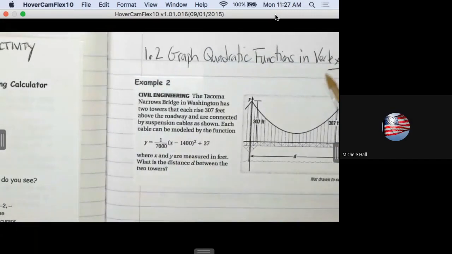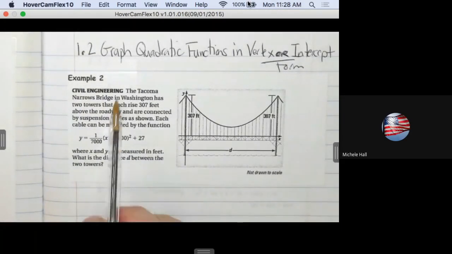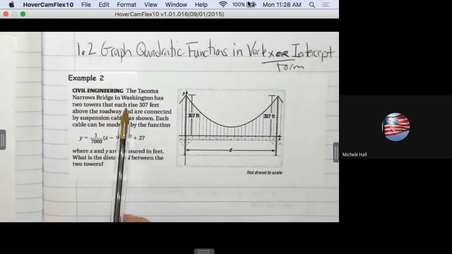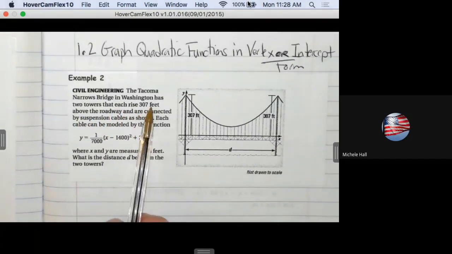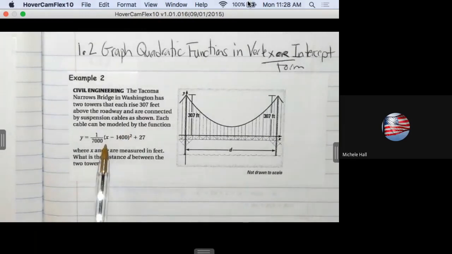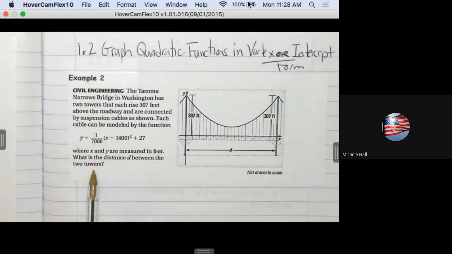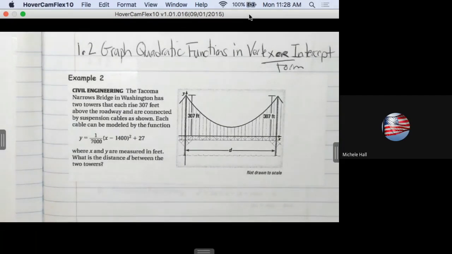Now we're moving into our 1.2 notes. We're talking about the vertex and intercept form. Civil engineering. The Tacoma Narrows Bridge in Washington has 2 towers that each rise 307 feet above the roadway and are connected by suspension cables as shown. Each cable can be modeled by this function, where x and y are measured in feet. What is the distance d between the 2 towers? We're looking for d.